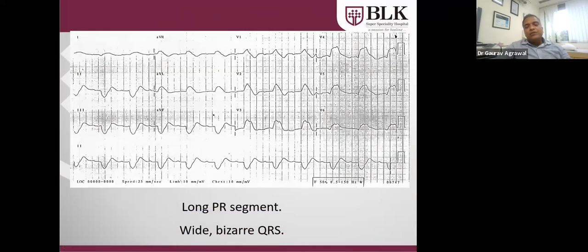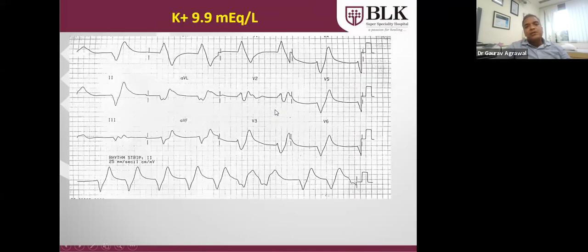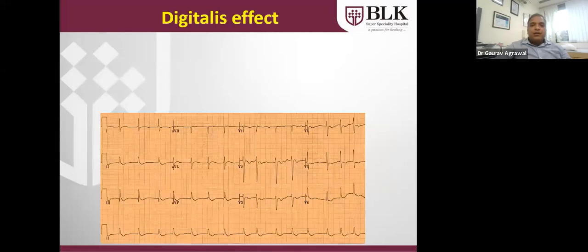The potassium will increase. Long PR segment will be there. It is long and wide, the QRS is not of normal duration. And if the potassium will further increase, the sine wave pattern will occur, and eventually the patient may go into asystole. Two words about the digitalis effect and digitalis toxicity.